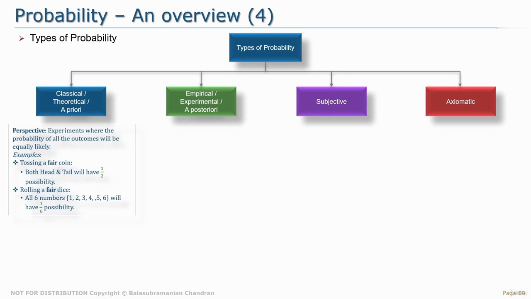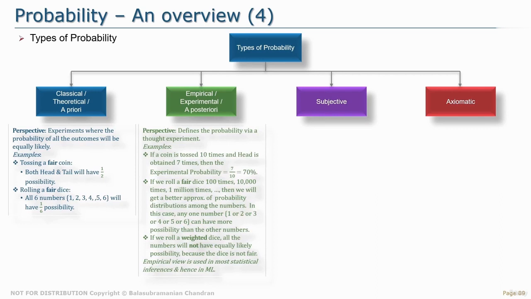How does the empirical probability work? Perspective: defines the probability via a thought experiment. Examples: if a coin is tossed 10 times and head is obtained 7 times, then the experimental probability is equal to 7 by 10, which is 70%.